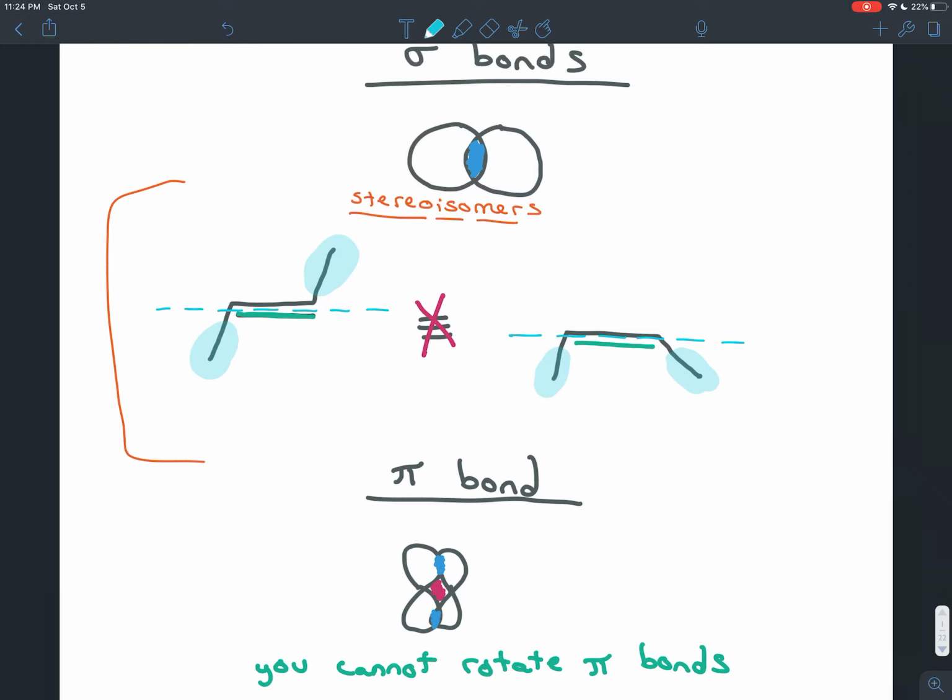If the two groups coming off of the double bond are going in opposite directions, it's called the trans isomer. And if the two groups going off of the double bond are in the same direction, it's called the cis isomer. And you can remember it because the s in cis sounds like the s in same.